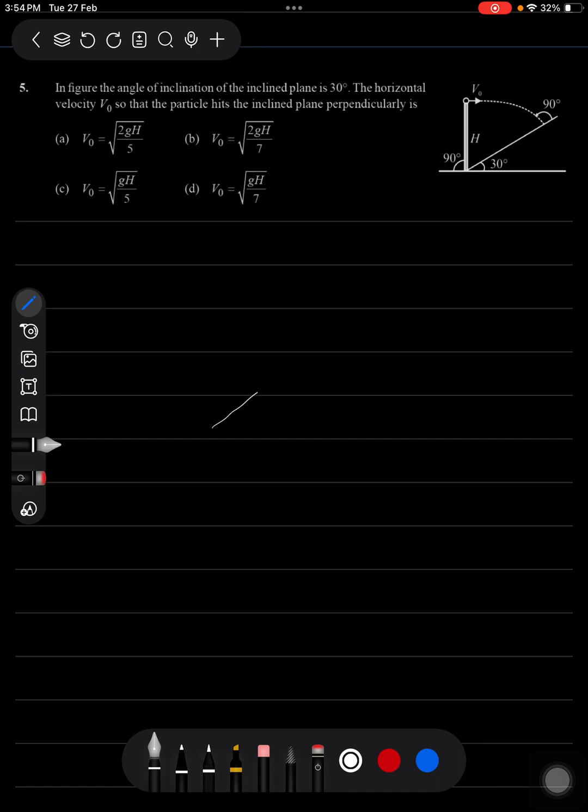So let us assume this is our inclined plane. This is the point from where we are projecting the object, and let us consider a line which is parallel to the inclined plane and passing through the point of projection. Here we are throwing it horizontally with a velocity v0, and it is going to come and hit the plane perpendicularly in this direction, right? So let us assume this is our x-axis, and perpendicular to the inclined plane this is our y-axis, right?